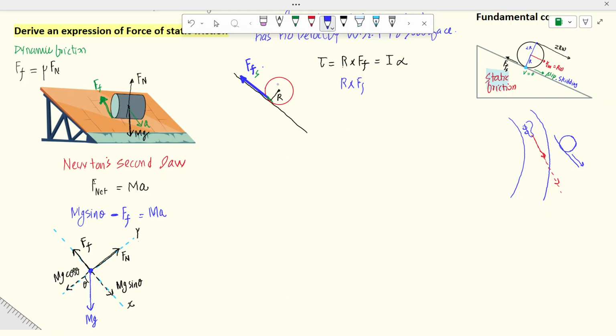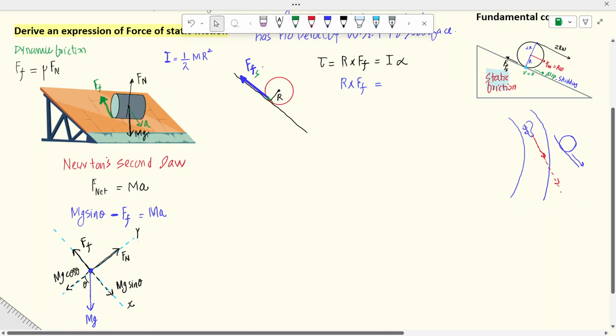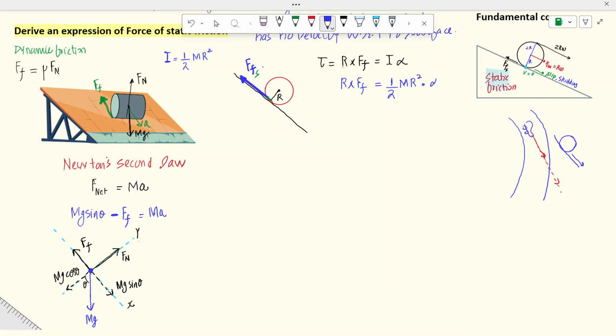Now, r times the force of friction equals I alpha. You will be given the value of I, because it is different for different geometrical shapes. If it is a cylinder, it would be 1 over 2 mr squared. If it is a sphere, it would be 2 by 5 mr squared, but you don't need to remember this, it will be provided in the question. Right now I'm just using this value because we want to simplify the expression until the last step.